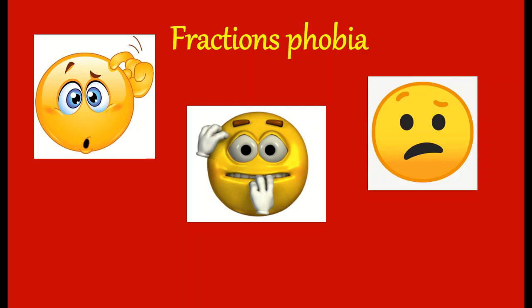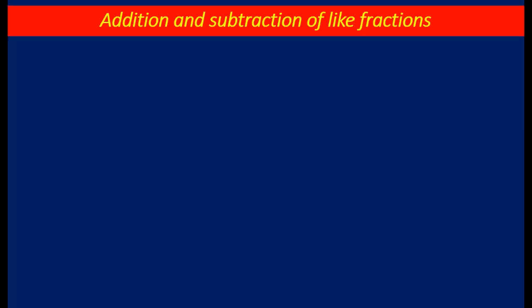Shall we recap the procedure of adding and subtracting the fractions? If we categorize the fractions into two, we have like and unlike fractions. Like fractions have common denominators. We add them just by adding the numerators. Here we get 2 by 7 plus 3 by 7 is equal to 2 plus 3 by 7, giving us 5 by 7, where the denominator remains the same.